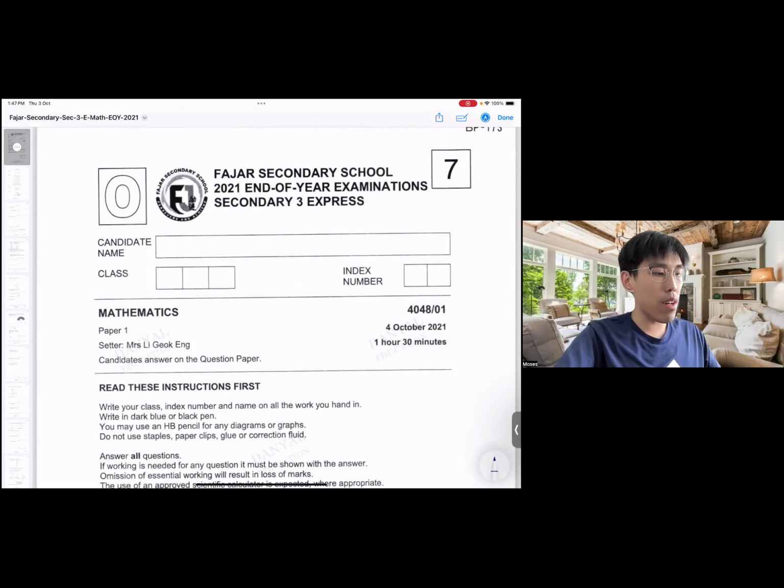So today we are doing a Fajar Secondary School 2021 end of year paper. Even though it's about 3 years back, the syllabus is more or less still the same. Anything beyond 2020, that's 4 years ago, may be a bit outdated. But 2021, we are good to go.